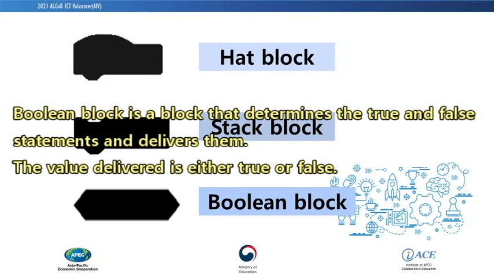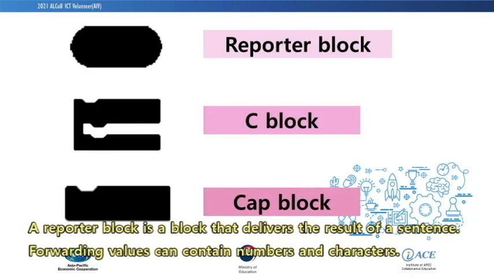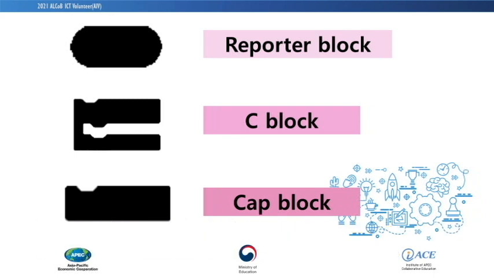Boolean block is a block that determines the true and false statements and delivers them. The value delivered is either true or false. A reporter block is a block that delivers the result of a sentence. Forwarding values can contain numbers and characters.